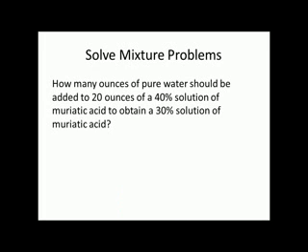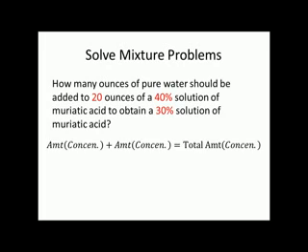Alright, let's move on to our next problem, a mixture problem. How many ounces of pure water should be added to 20 ounces of a 40% solution of muriatic acid to obtain a 30% solution of muriatic acid? Again, the 20 ounces, the 40% and the 30%, we're going to plug into our basic mixture problem, which is we take an amount, a volume, multiplied by a concentration, plus another amount times a concentration, and we set that equal to our total amount times our final concentration. So you need to be really careful what gets plugged in where.